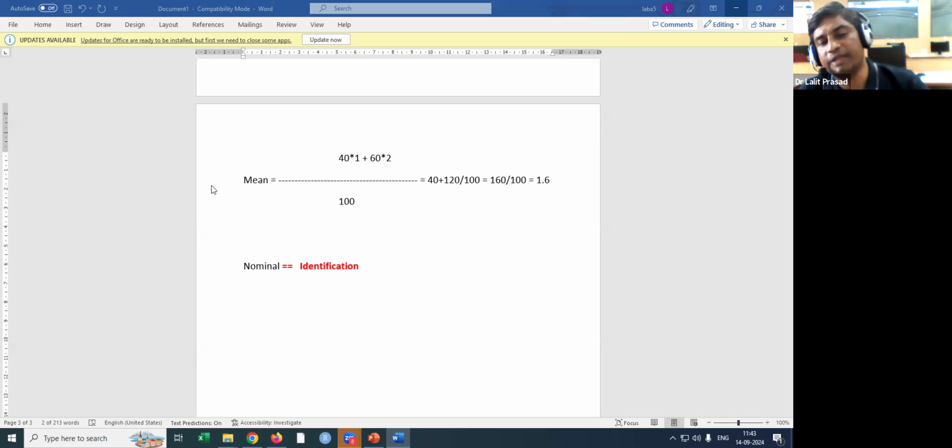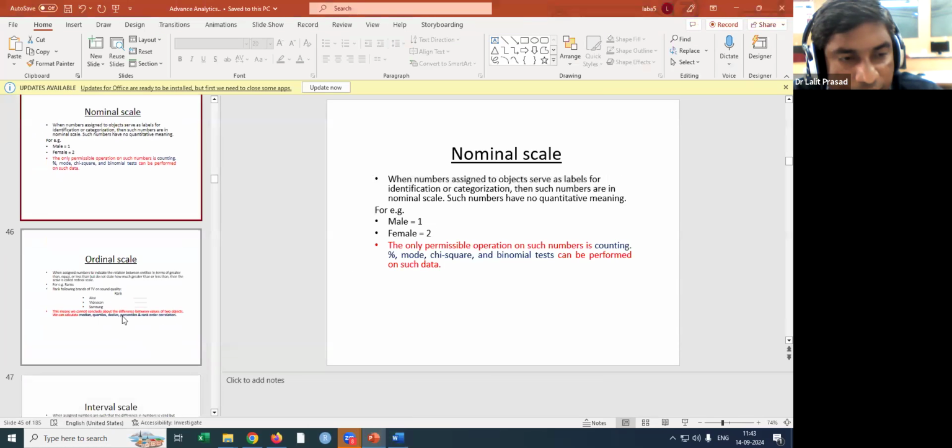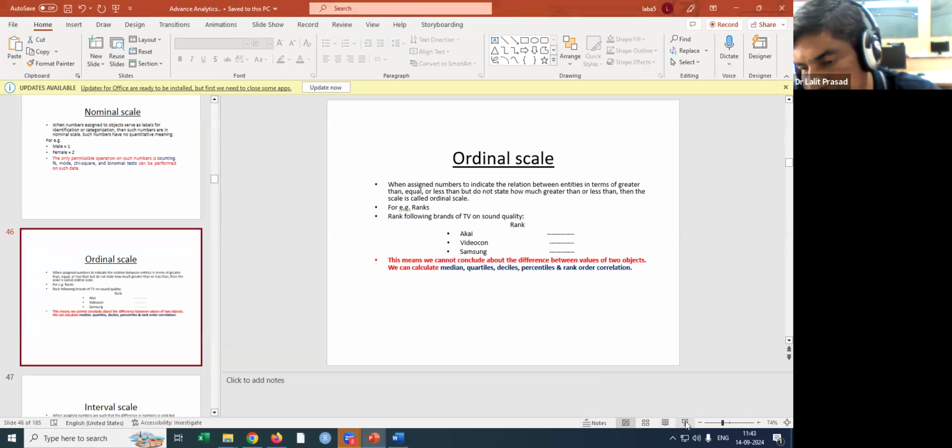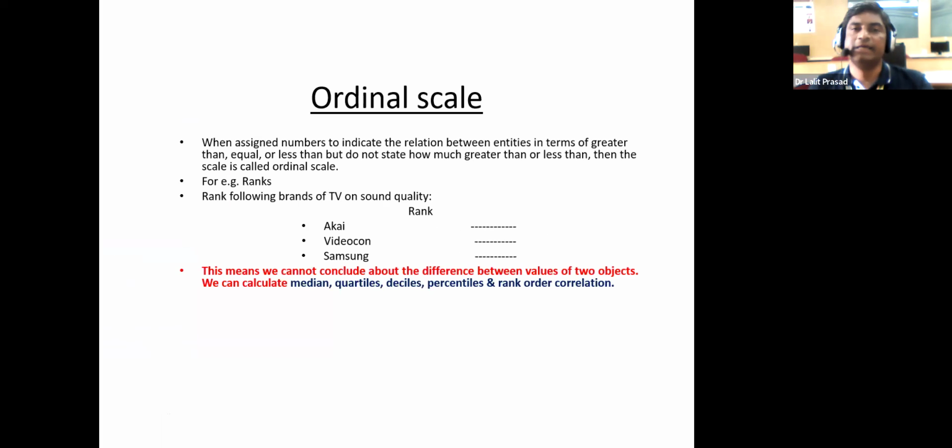Now we are talking about the ordinal scale. So you can see here ordinal scale. Next we'll go to ordinal scale, what it is saying. When we assign numbers to indicate the relationship between entities in terms of greater than, equal or less than, but do not state how much greater than or less than, then the scale is known as ordinal scale. And ordinal scale is also known as ranking scale. So there will be a rank in ordinal scale.